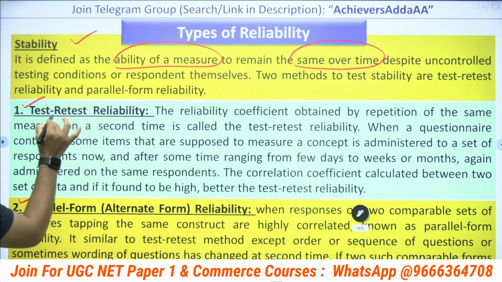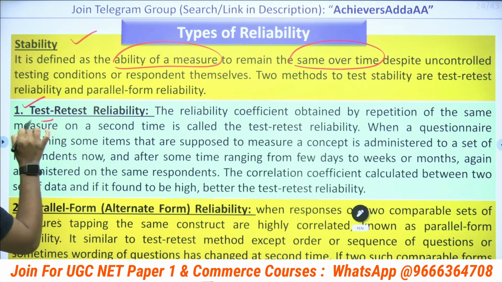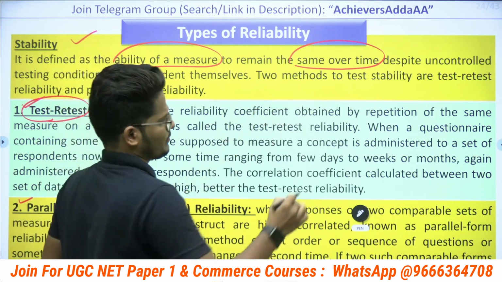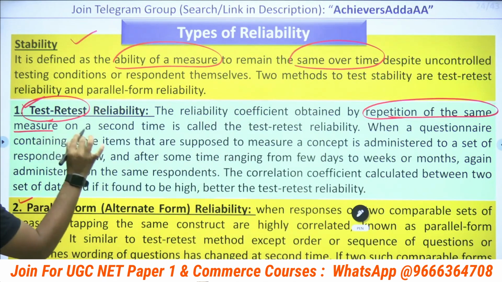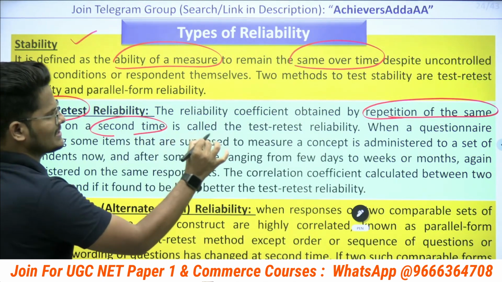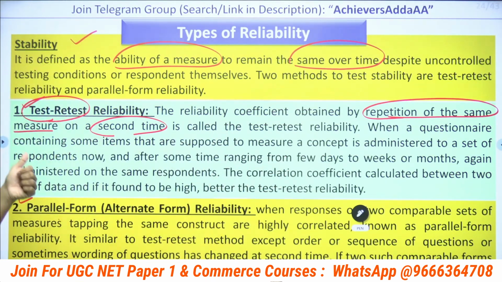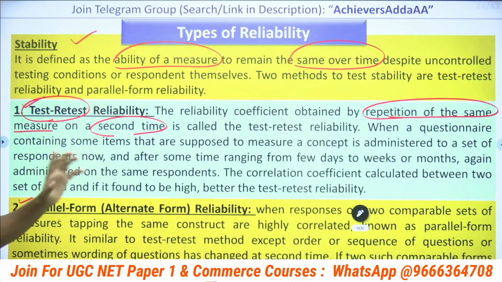Those are the 2 types: test and retest, as well as parallel form or alternative form of reliability. What is test and retest? The name itself indicates it. A reliability coefficient obtained by repetition of the same measure on a second time is called test and retest. When a questionnaire containing items meant to measure a concept is administered to a set of respondents, and after some time, ranging from a few days to weeks or a month, it is administered again to the same respondents.